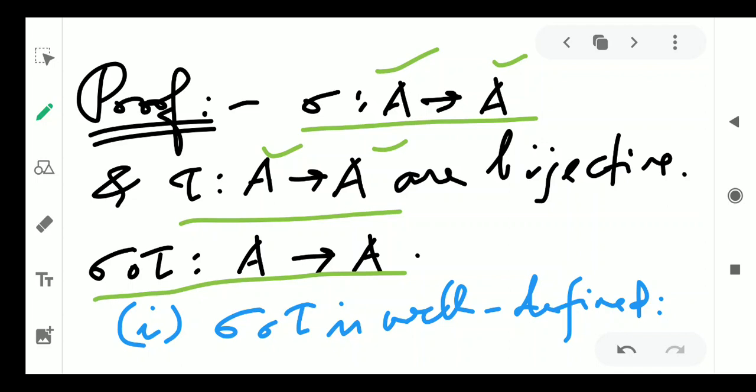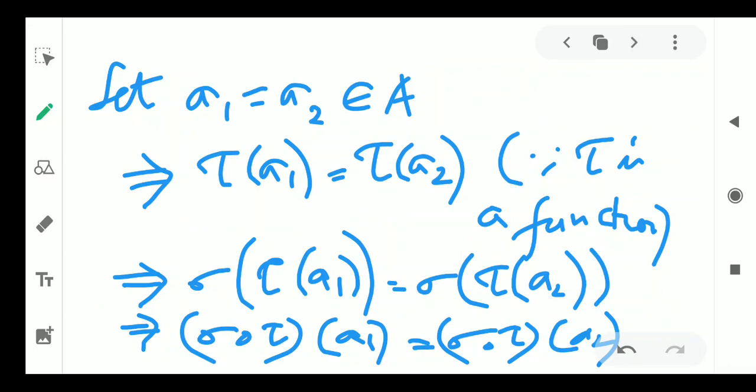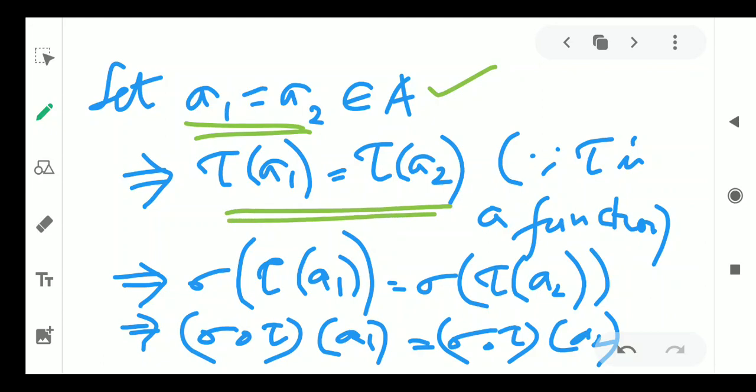In order to prove that sigma composition tau belongs to SA, first we have to prove that sigma composition tau is a well-defined function. To prove a function is well-defined, I have already told you how to check it. You take two equal elements from the domain A, A1 and A2, then necessarily, as tau is a function, the image of A1 and the image of A2 must be the same under tau. Then you apply sigma on both sides. Because these are equal and sigma is a well-defined function, the image must be the same.